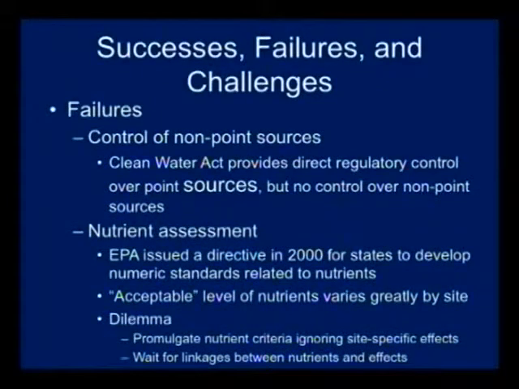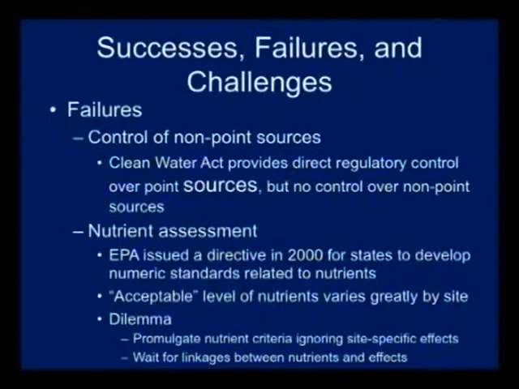Maybe not one of the biggest failures, but one that's been in the news a lot lately is nutrient assessment. Back in 2000, the Environmental Protection Agency issued a directive telling states you must develop numeric criteria to protect against eutrophication and nutrient problems. Nutrients are a little trickier than other pollutants where you can just say we need a dissolved oxygen of 5 milligrams per liter. Nutrients are not that easy.